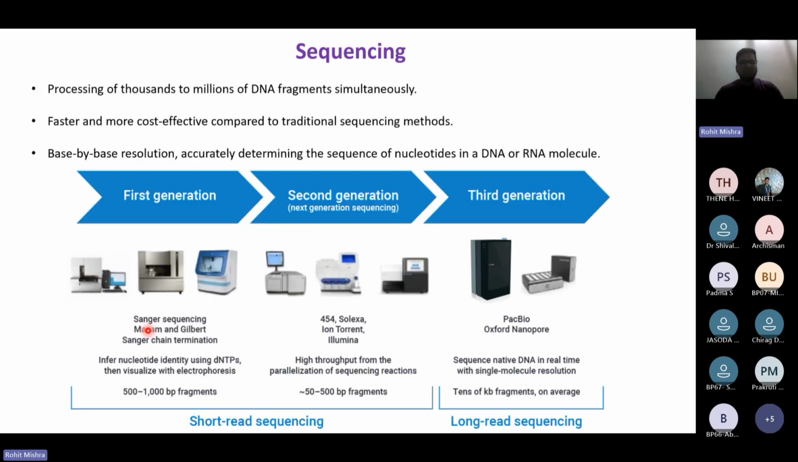But for genomics, what we need to do is sequencing. Sequencing is a process where we generate thousands to millions of DNA fragments simultaneously. Sequencing is faster and more cost effective compared to the traditional methods, and we also get base-by-base resolution. We can easily identify A, T, G, and C bases with very good resolution, whether it is a DNA or RNA molecule. This picture also represents different generations of sequencing, including short read sequencing, where the read length is small, and long read sequencing, where the read length is longer.